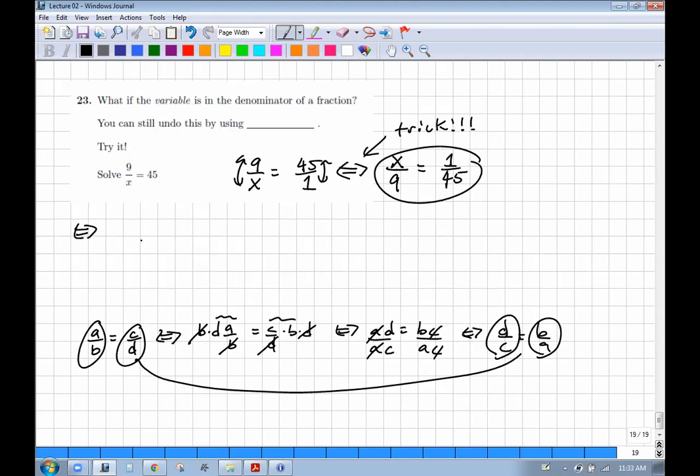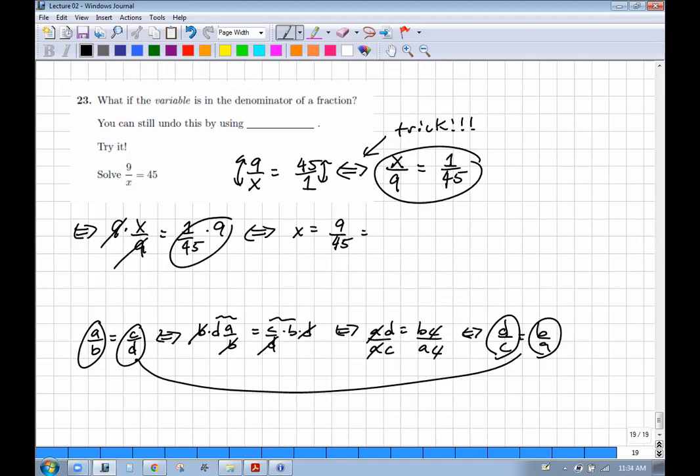So now that the X is on the top, okay, the X is being divided by 9. So I'm going to multiply both sides by 9 because the 9 over 9 goes away. And now I have X by itself. And over here I have a 9 over 45, which I think I could simplify.